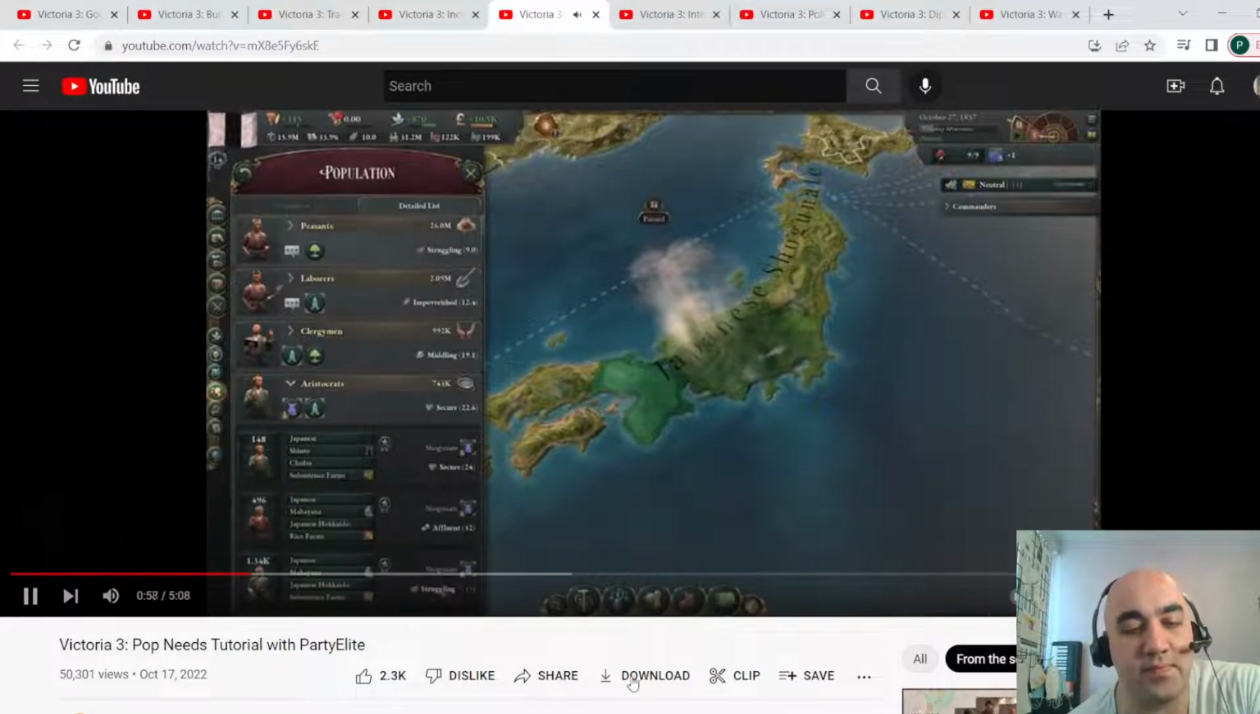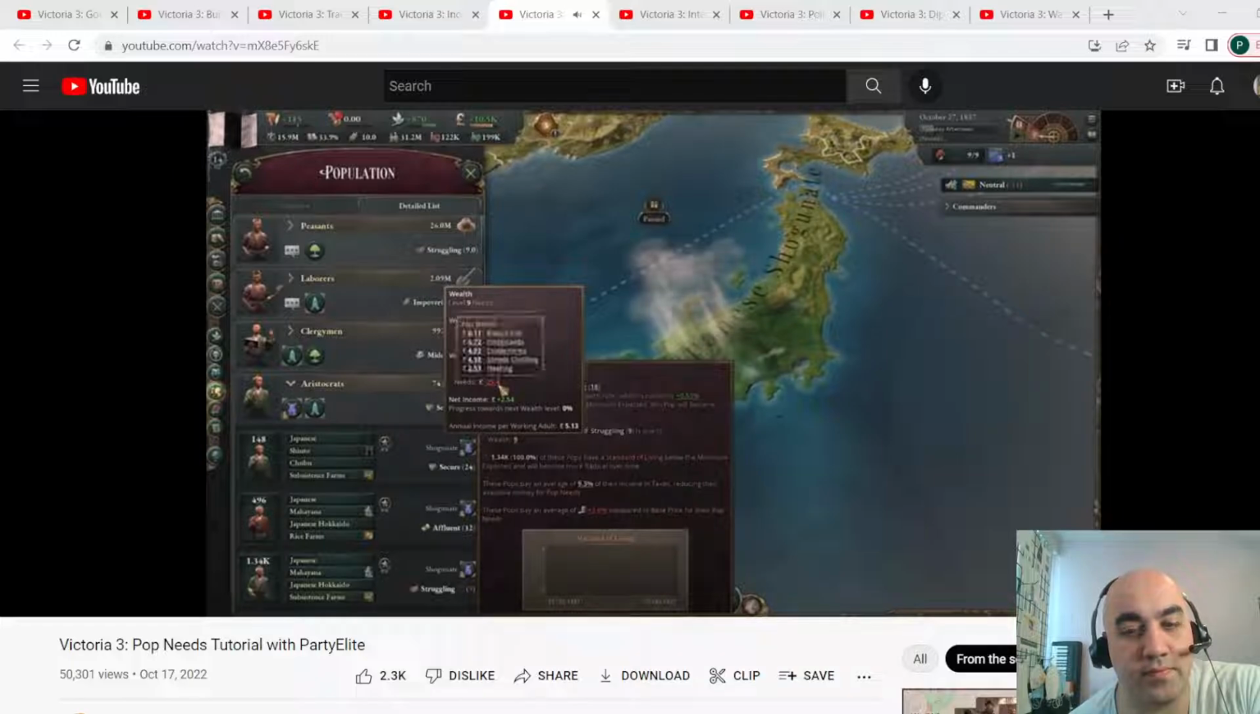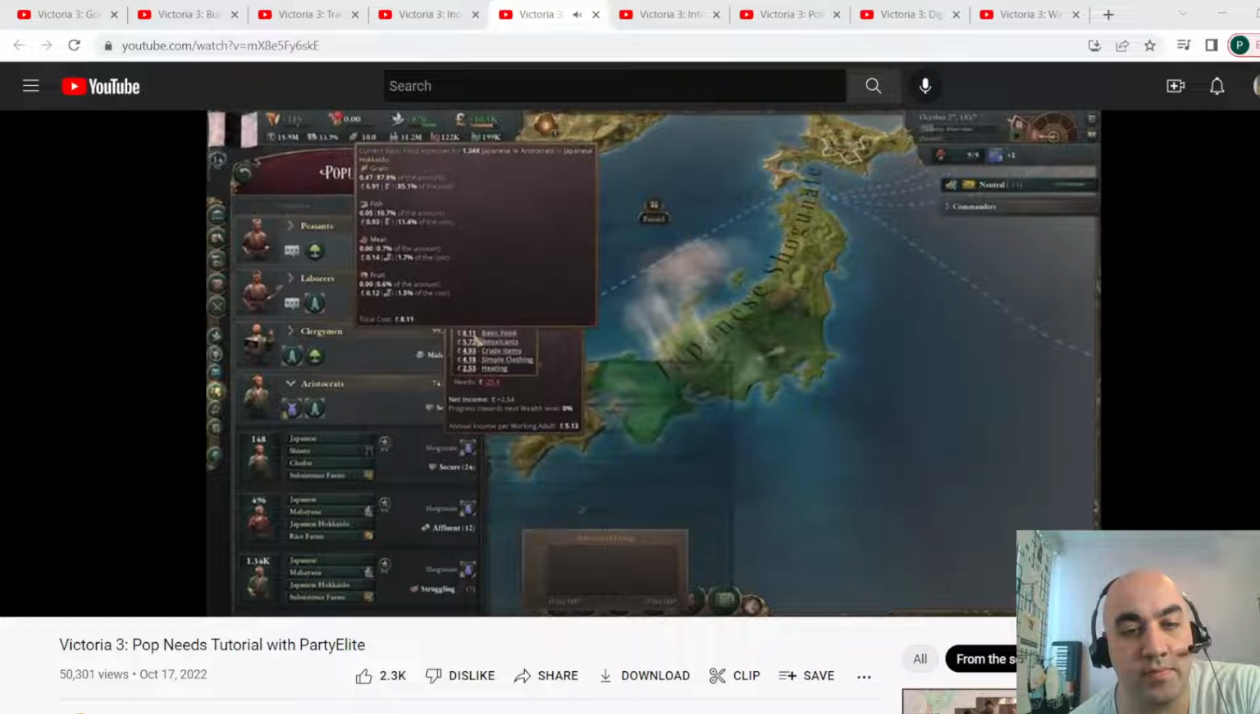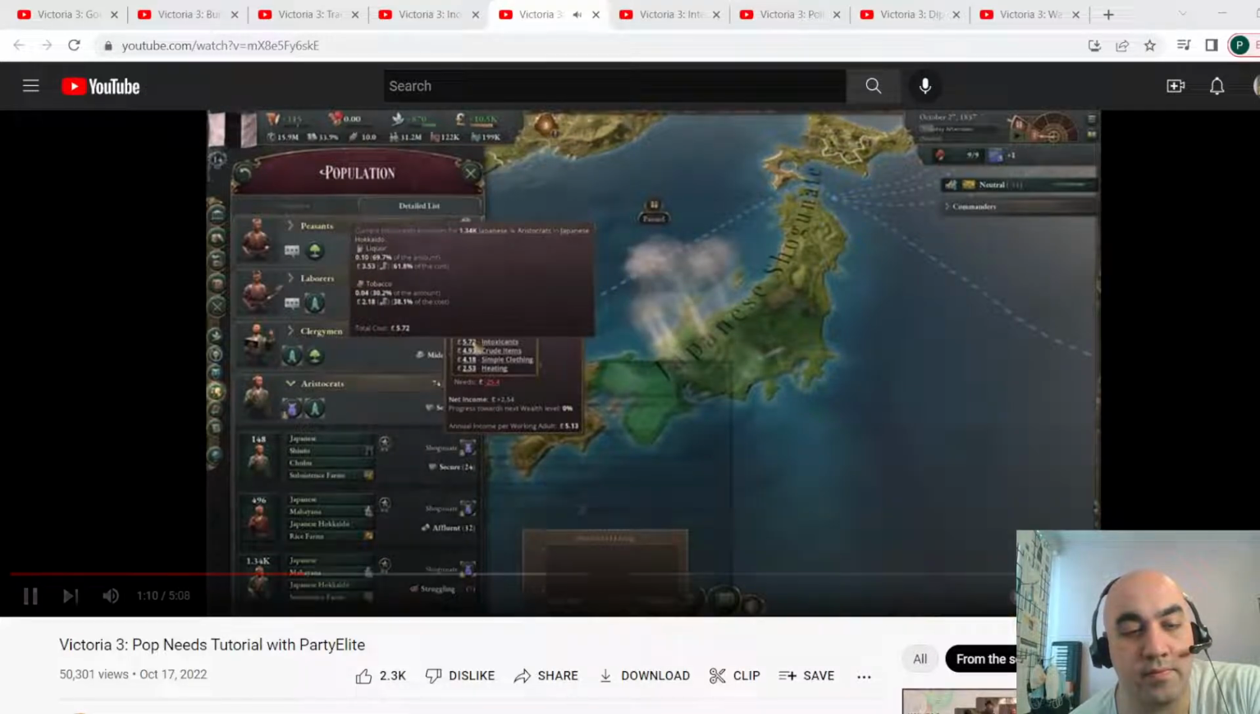Pop needs, you can use the nested tooltips to pull up a list of the categories of needs, and going one step further, you can see exactly which goods they're using to fulfill each category of need, as well as how much they're spending on each good.